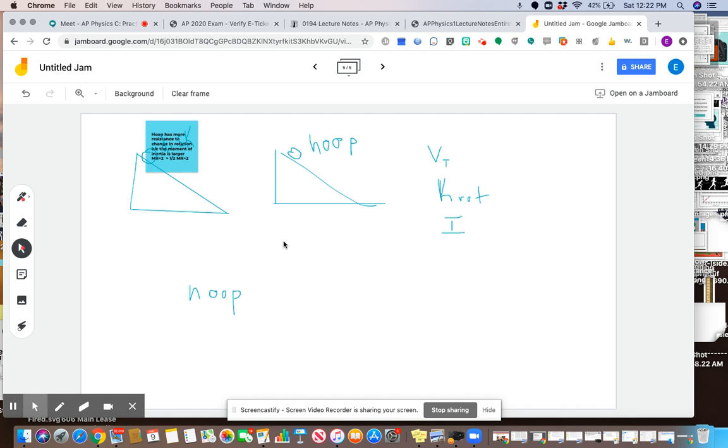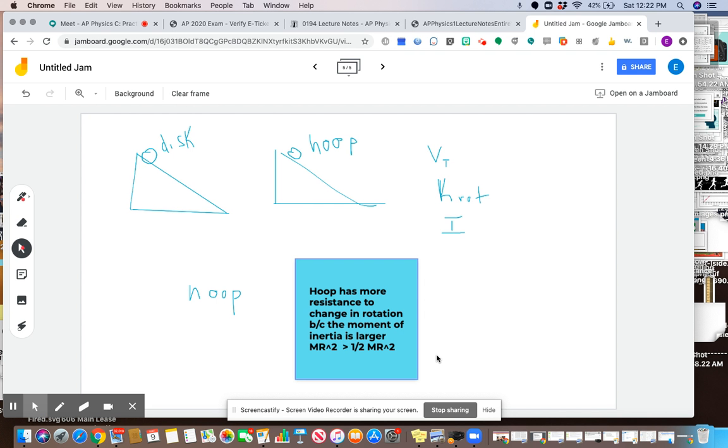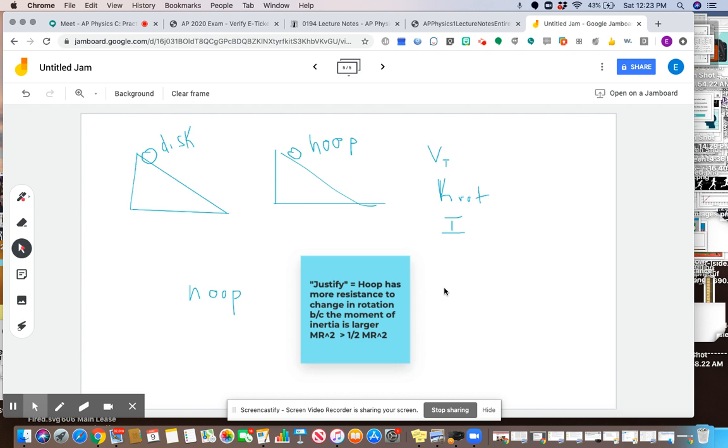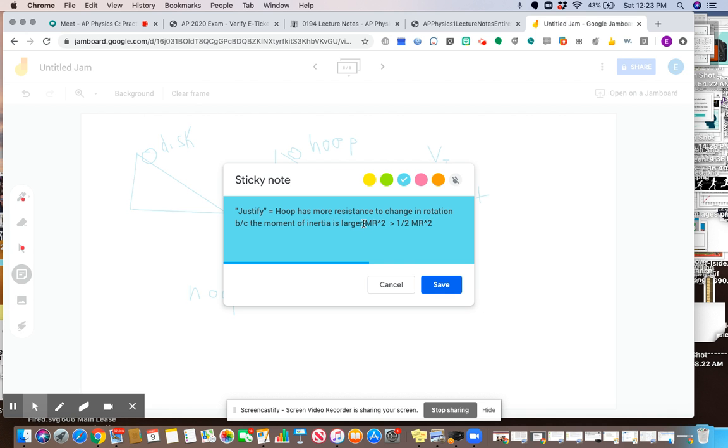Okay. But you can't just write the equation. If you have no time left, writing the equation will still get you a point. But to get the full 3 points, you would need to write the hoop has more resistance to change in rotation in addition to the equation. So you want to describe the equation if it asks you to. If it uses the word justify, you want to use words. If it says prove, you can use equations, and only equations.